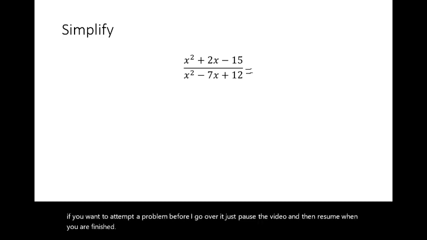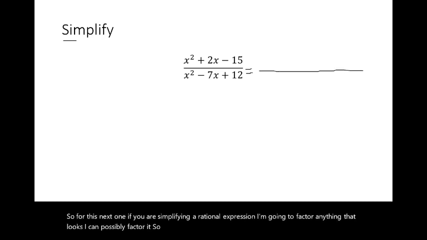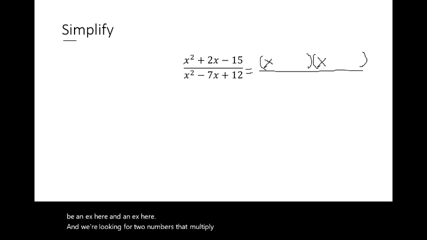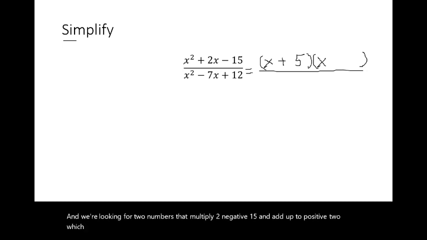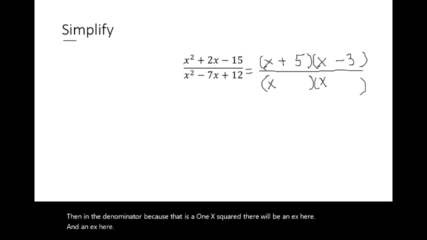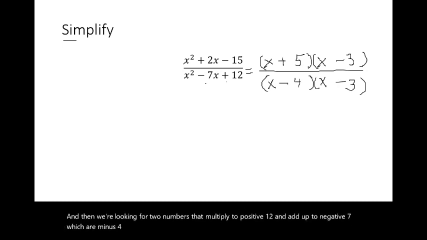So for this next one, if you are simplifying a rational expression, I'm going to factor anything that looks like I can possibly factor it. So in the numerator, since that is a 1x squared, there's going to be an x here and an x here. And we're looking for two numbers that multiply to -15 and add up to +2, which are +5 and -3. Then in the denominator, because that is a 1x squared, there will be an x here and an x here. And then we're looking for two numbers that multiply to +12 and add up to -7, which are -4 and -3.